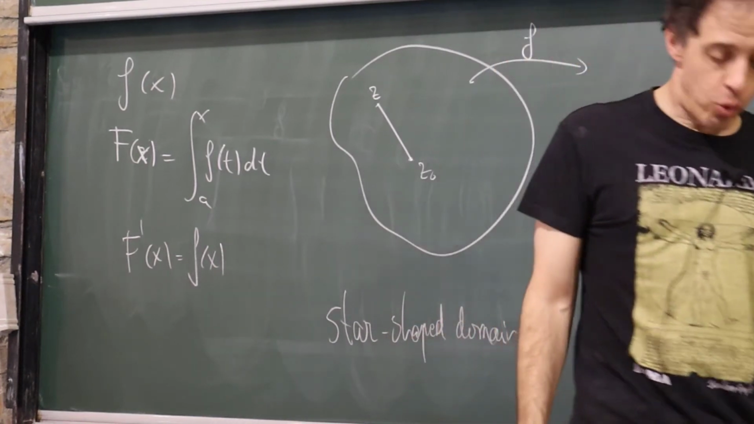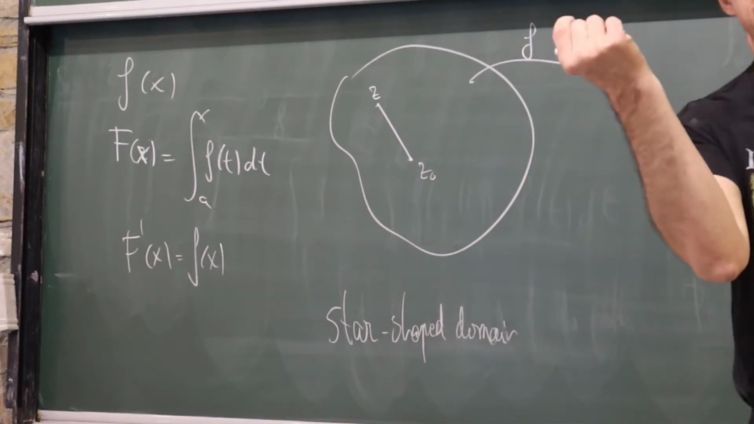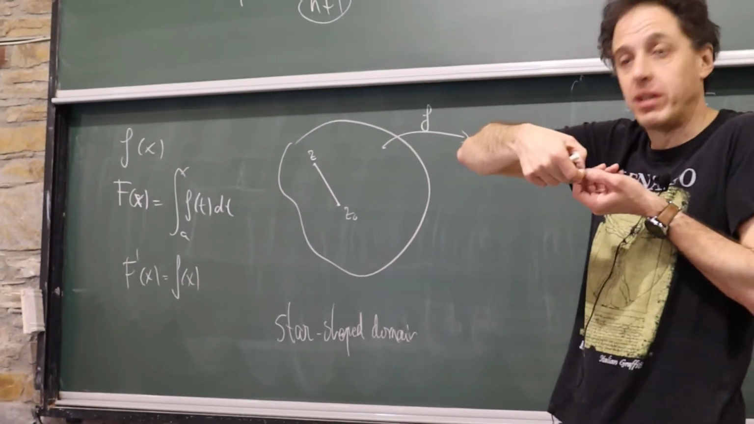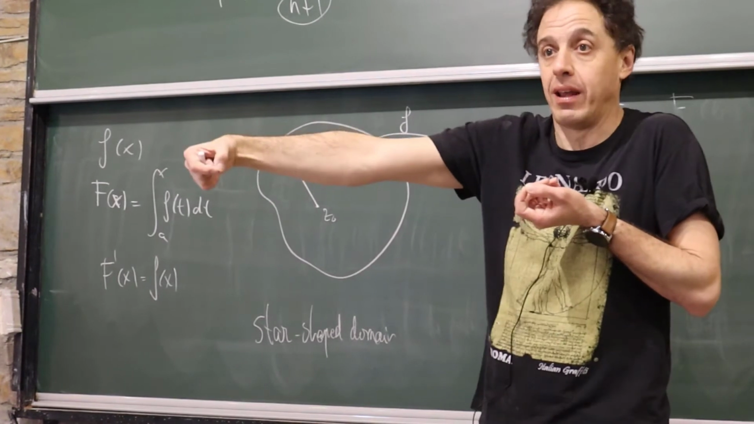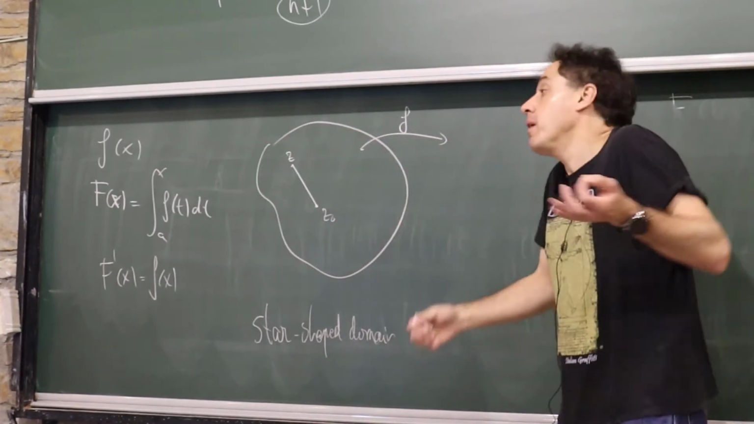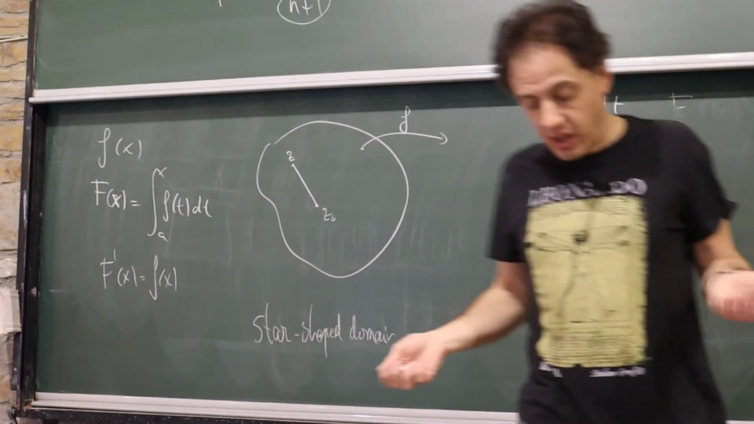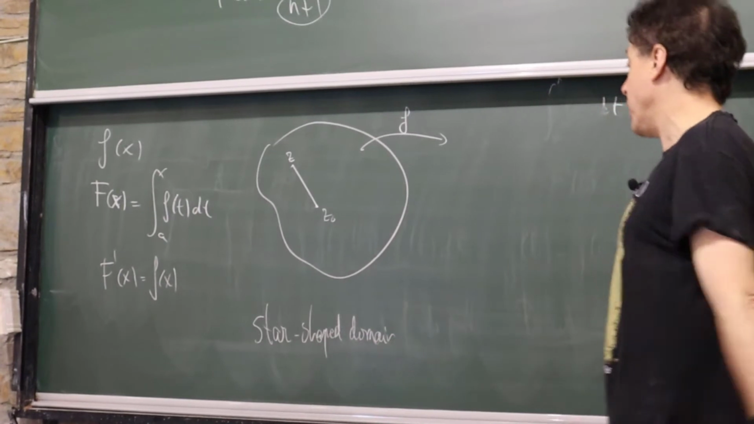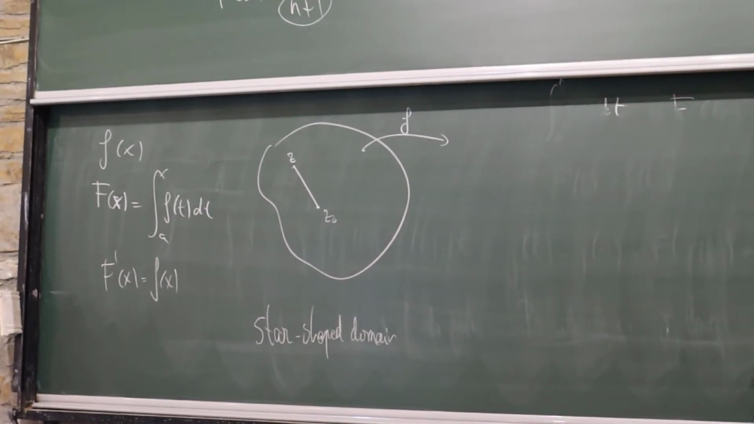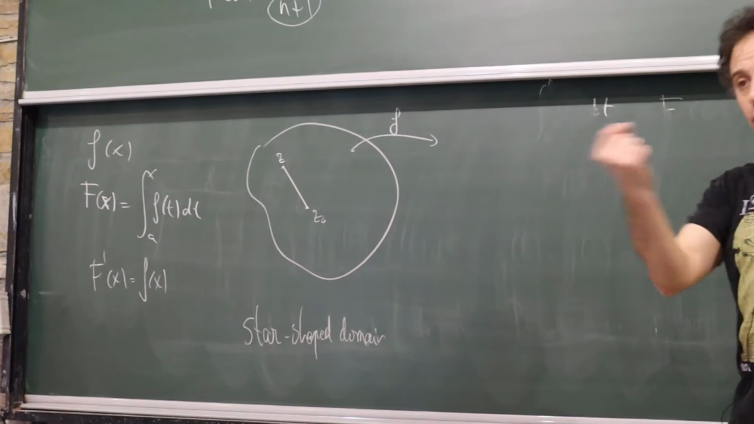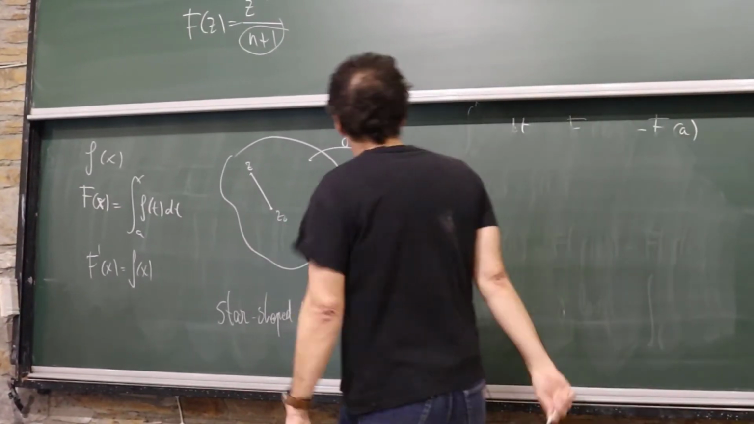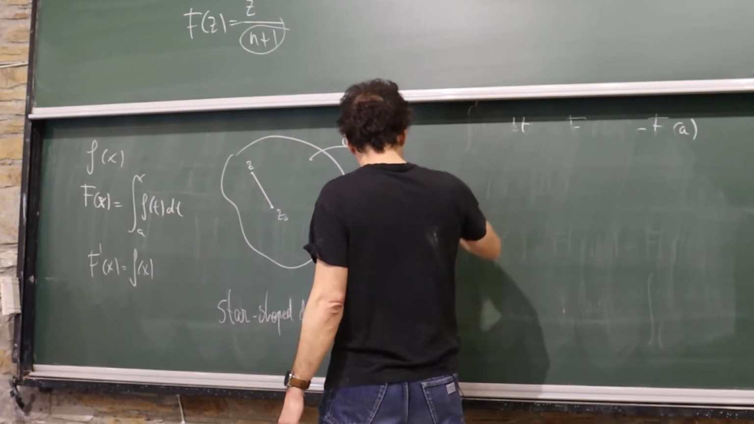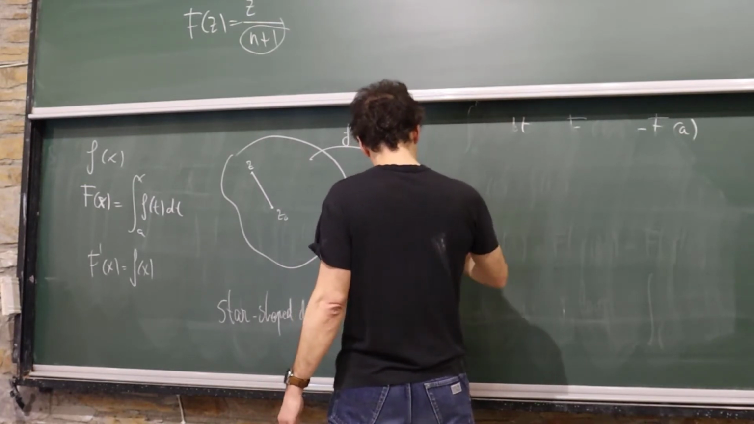A star-shaped domain would be a domain such that there exists a point z0 such that any point of the domain can be reached from z0 with a straight line, with a segment. For instance, the most interesting kind of star-shaped domain would be convex sets. Any convex set is star-shaped from any of its points. Okay, but in general, you could have something like this. I mean, you have a point here.